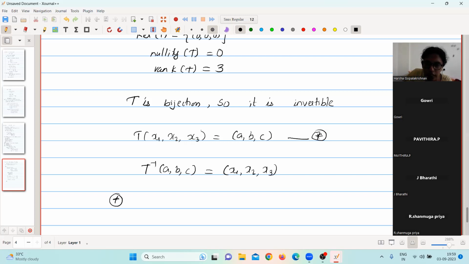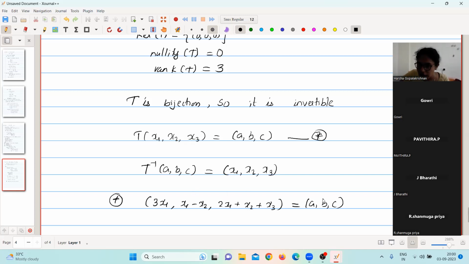Now, what is T of x1, x2, x3? By definition, it is 3x1, x1 minus x2, 2x1 plus x2 plus x3. So, from here, I am equating this to ABC. Now, my aim is to find this value x1, x2, x3, because this x1, x2, x3 is the T inverse of ABC. So, we will find this x1, x2, x3 in terms of ABC.